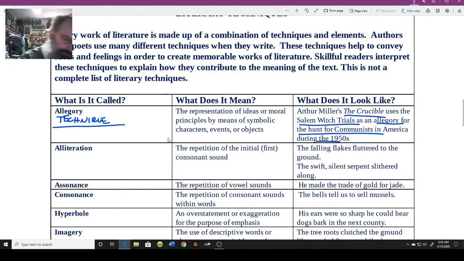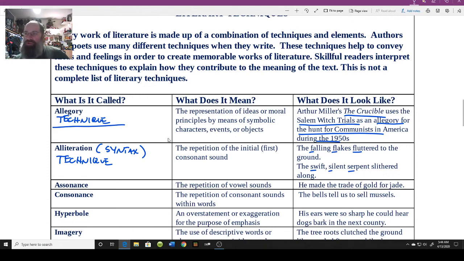All right, alliteration is a technique. Alliteration is also syntax, because syntax has to do with sentence structure. So, repetition of initial first consonant sounds. The falling flakes fluttered to the ground. The swift silent serpent slithered along. So you got the F, F, F, S, S, S.